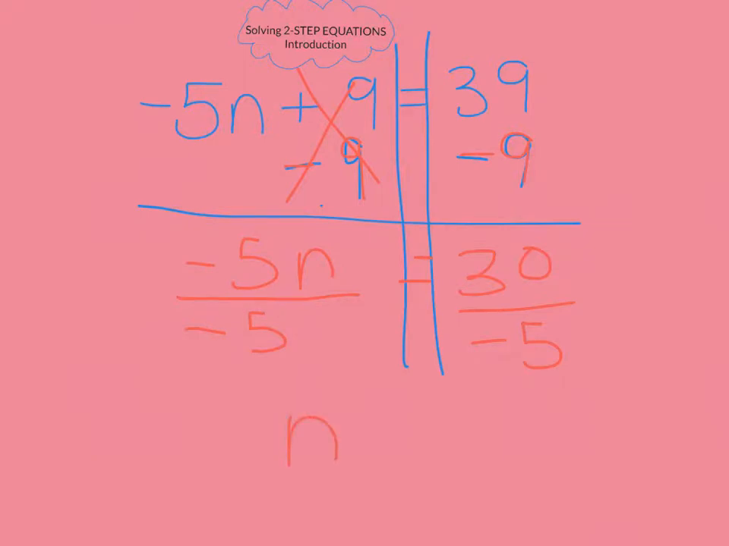So now on this side, I'm left with n. A positive divided by a negative is a negative. 30 divided by 5 is 6. So my answer is n is negative 6.